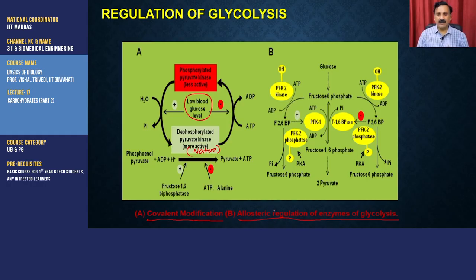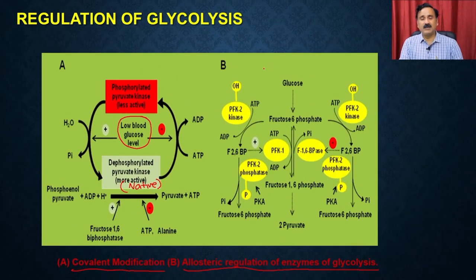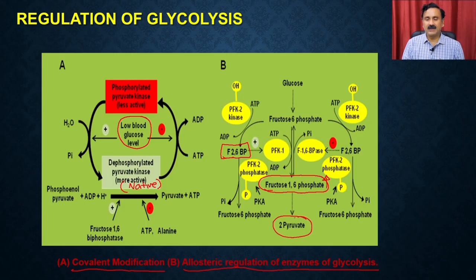Apart from that, we can also have the allosteric regulation. Allosteric regulation is a regulation where the molecule does not modify the enzyme. It goes and binds to the allosteric sites, and that's how it modulates their activities. That is happening for the enzyme called phosphofructokinase, which is allosterically modified by the molecule called fructose 2,6-bisphosphate, and it is going to regulate the activity of phosphofructokinase, and that's how it is going to regulate the production of fructose 1,6-bisphosphate. And you know that if there is an increase in the production of fructose 1,6-bisphosphate, it is going to increase the glycolysis level.